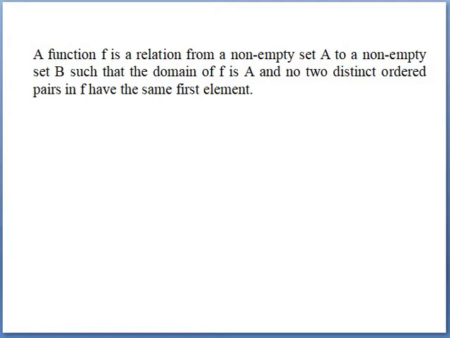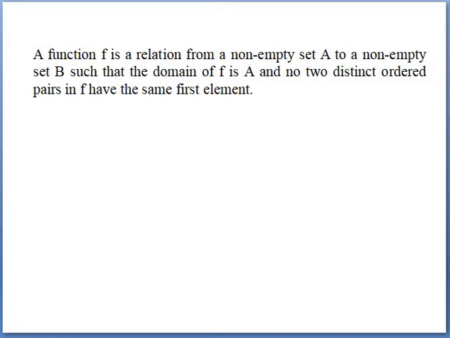That means suppose we have two sets A and B. Now for the first set A, if we have an element a, then for that particular element a, we must have one and only one image in the second set B. So that's why it is written that no two distinct ordered pairs of f have the same first element. That is, for every element of the first set A, there must be one and only one image in the second set B.